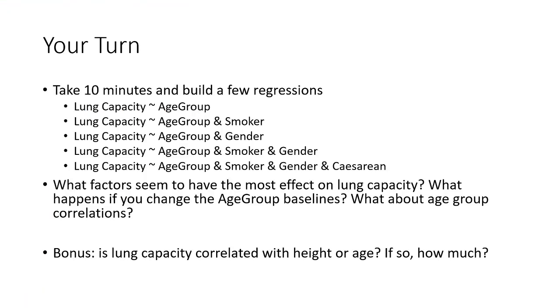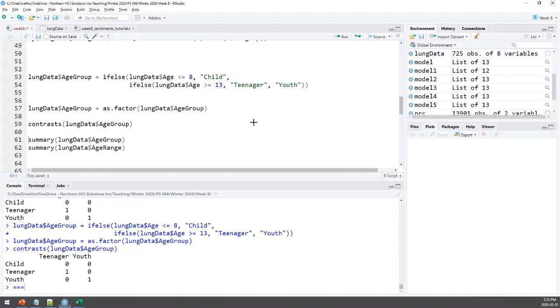So your challenge is, again, take a few minutes, build a few more regressions. Instead of using age, use age group. Does that change your regressions at all? And I'll put the code back up so you can see what's going on.